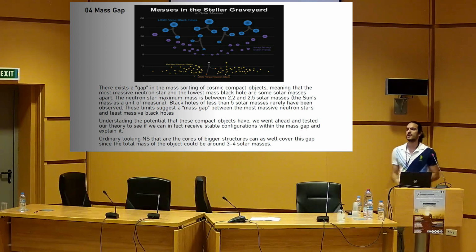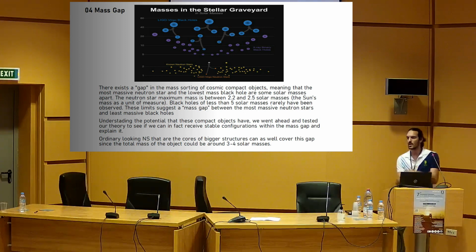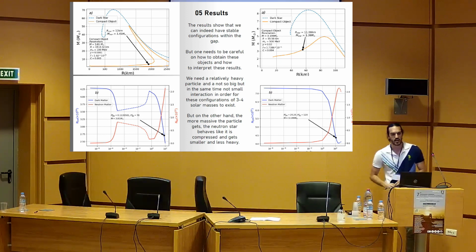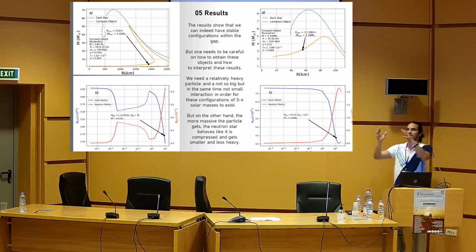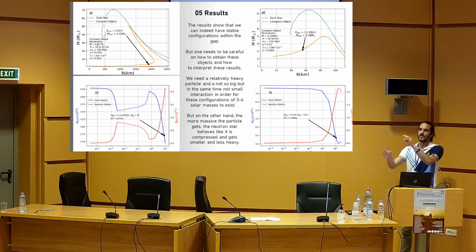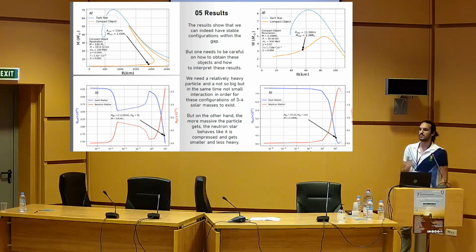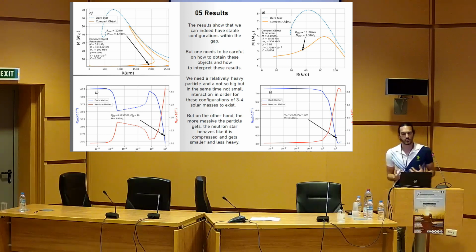So we see an ordinary neutron star of, let's say, 1.4 solar masses that is, in fact, the core of a bigger compact object that is inside the mass gap. So if someone sees in the universe something that is a neutron star of 1.4 solar masses, and it behaves abnormally gravitationally, you have to think, what's that? One possible answer could be these very configurations. And here are the results that we got.